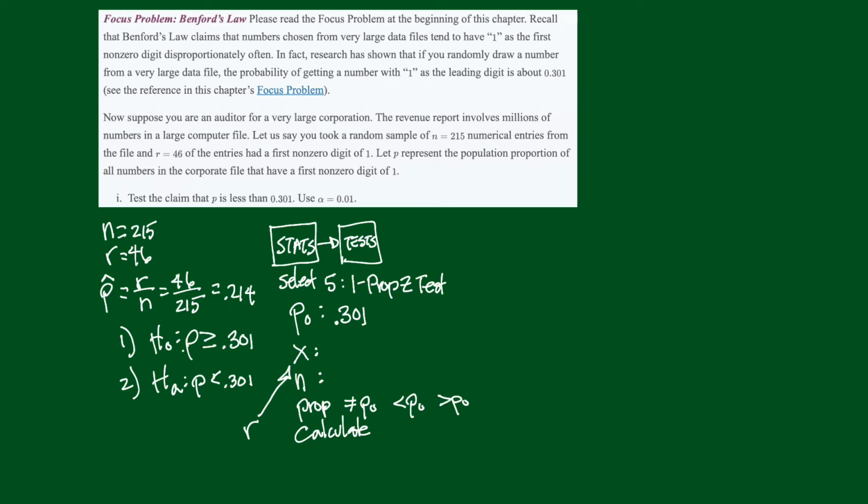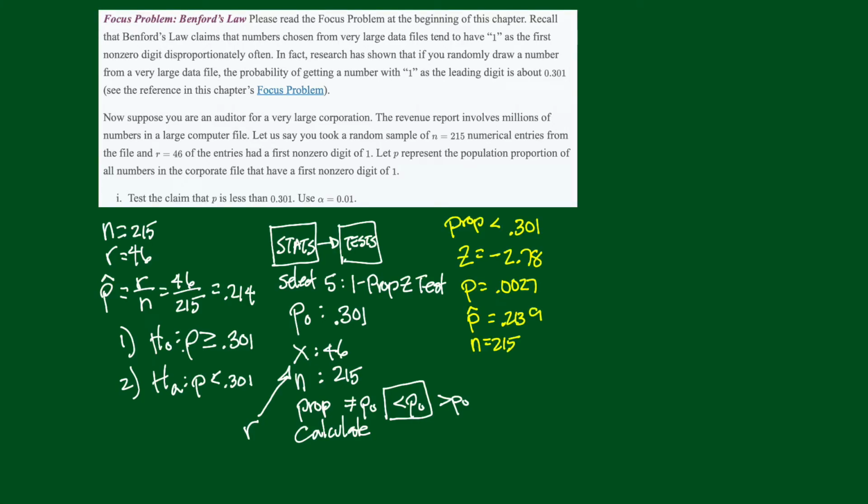Okay, so how many do we observe with a particular characteristic? That was 46, right? 46 with a leading digit of 1. N, that was our sample size, that was 215, so put a 215 there. Now what kind of test are we doing? You look over to your alternate hypothesis. We're running a less than test, so I'm going to choose less than, right? Get your cursor on there, press enter, and then down to calculate, press enter.